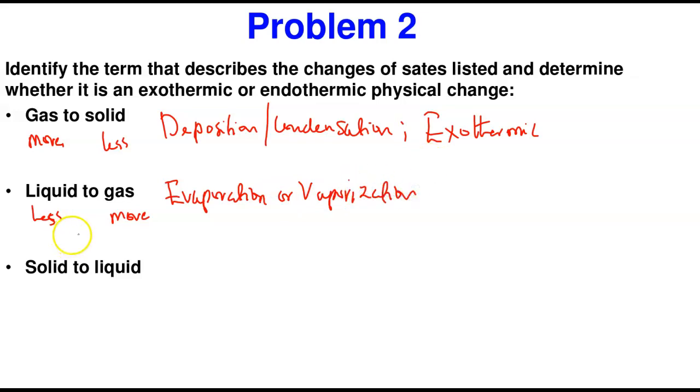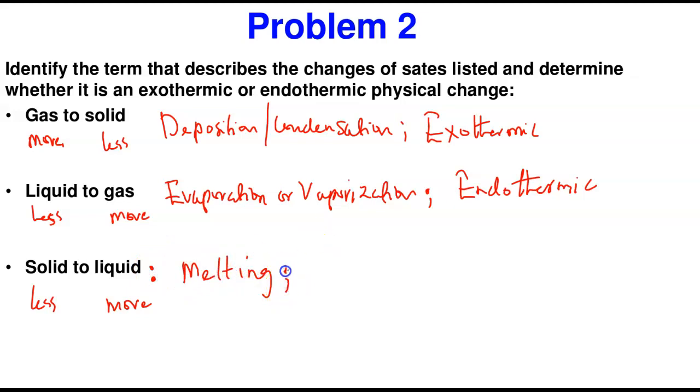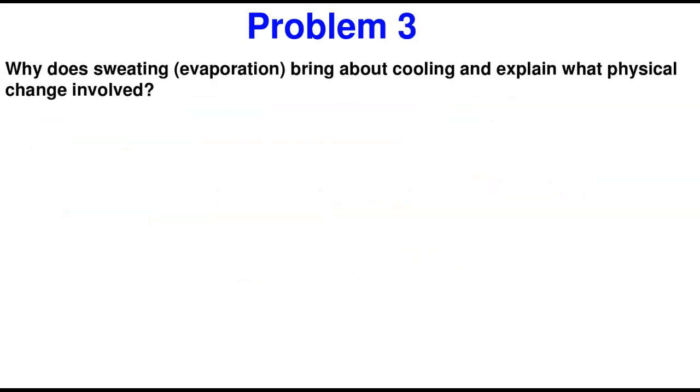And since it's going from less to more energy, it is an endothermic process. Again, if a solid is going to a liquid, the solid has less energy than the liquid. Liquid has more energy. So if you're going from less to more, it is an endothermic process. And when a solid becomes liquid, we're simply melting the solid. So this is called melting. And the melting process is an endothermic process. And that is how you do this problem.